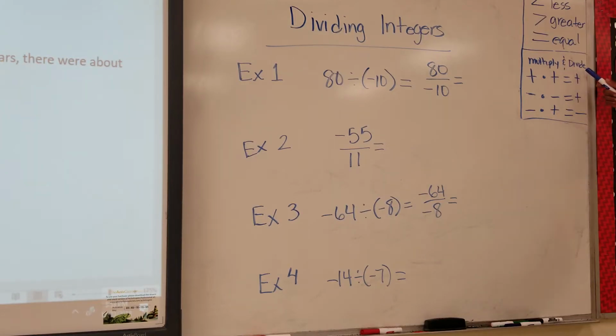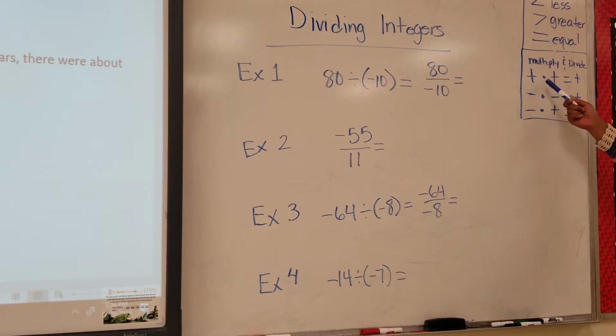When you multiply and divide, remember to look at the signs. A positive times a positive will equal a positive. A negative times a negative will equal a positive. A negative times a positive will equal a negative. And that goes the same for division.